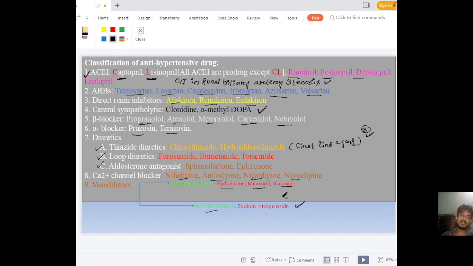One point you have to remember is that sodium nitroprusside is used in hypertensive emergency. Diazoxide is very important, and a question is asked every time, because it is a thiazide analog. The question will ask which thiazide analog or thiazide-like diuretic is used as a vasodilator. So your answer will be diazoxide.